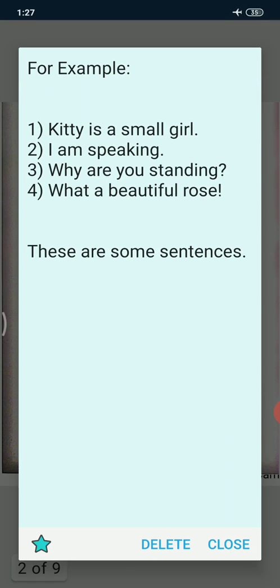For example, number 1, Kitty is a small girl. Number 2, I am speaking. Number 3, why are you standing? Number 4, what a beautiful rose. These are some sentences. All these groups of words make complete sense. Thus, we came to know that a sentence is a group of words which makes complete sense, and it starts with a capital letter and ends with a full stop, question mark, or sign of exclamation.